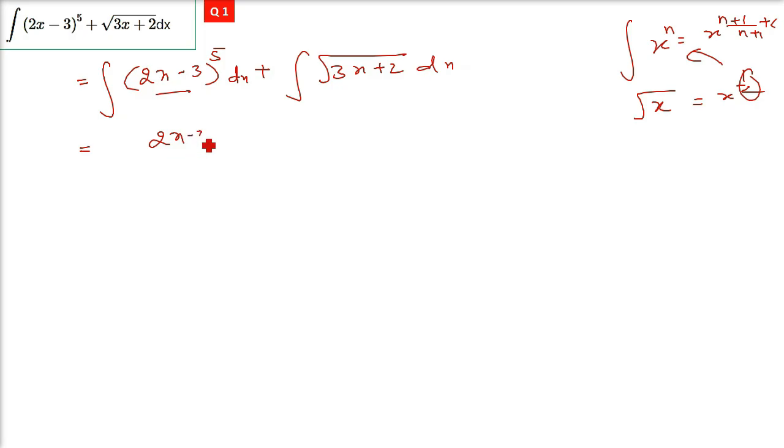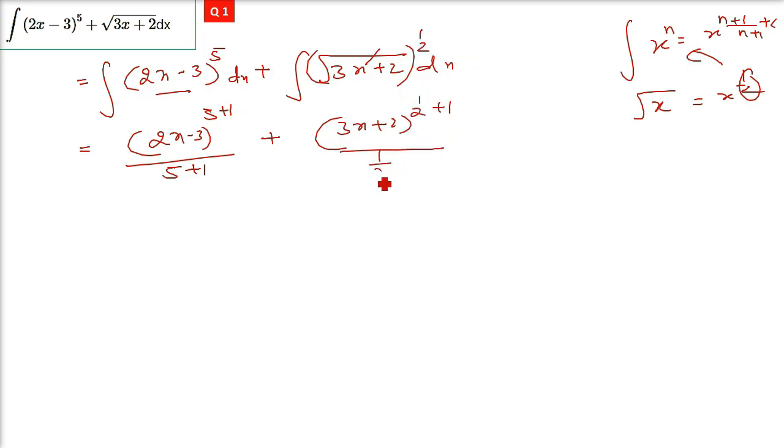So we have (2x minus 3) raised to the power 5 plus 1 divided by 5 plus 1. I am using the same formula. This under root 3x plus 2 is actually (3x plus 2) to the power half, so make it as half like this. And then we have the constant of integration. Whenever we do this, we are talking about x, but here we are dealing with 2x minus 3 and 3x plus 2. The solution is, we take 2x minus 3 as t and then differentiate. We'll see it in later questions.